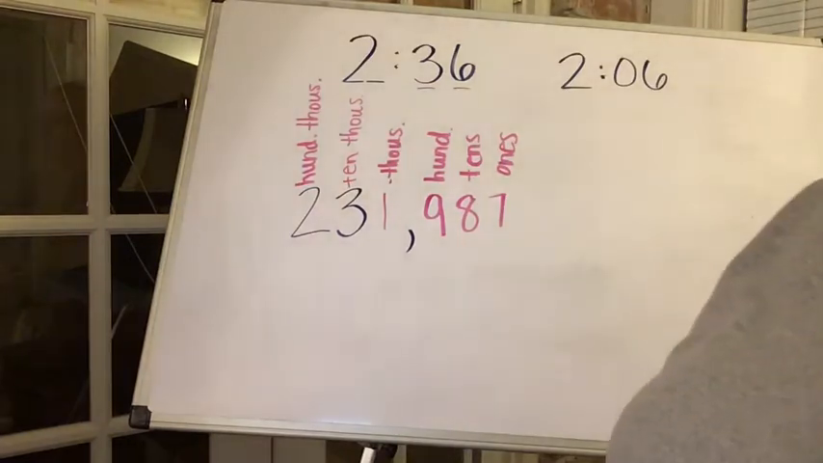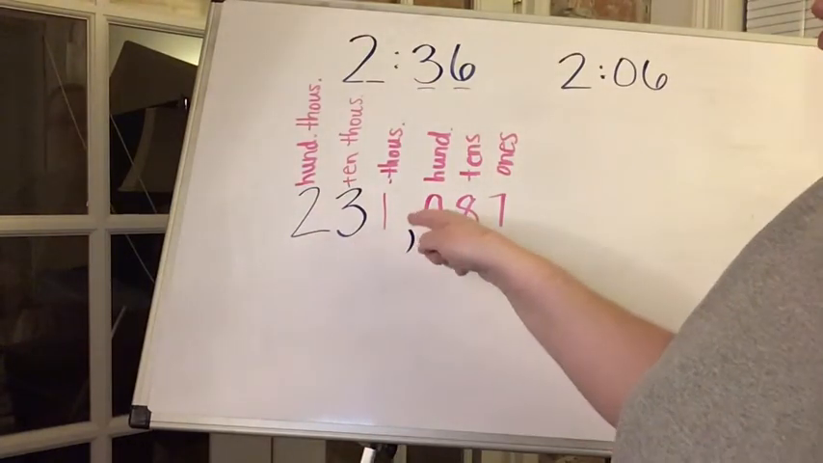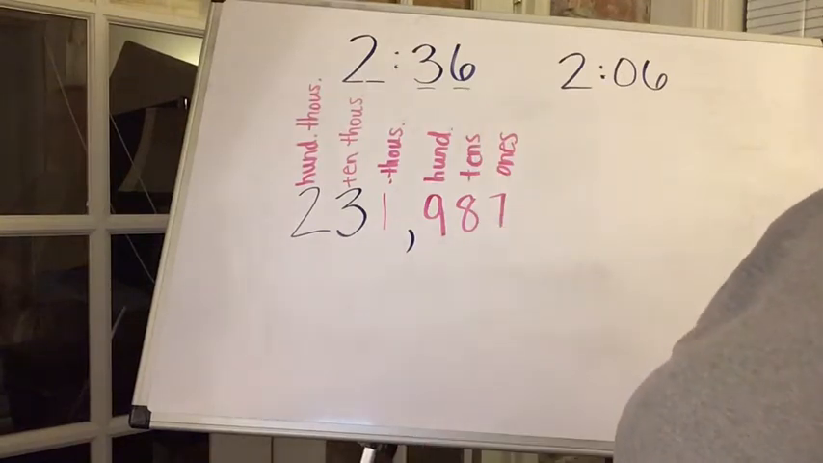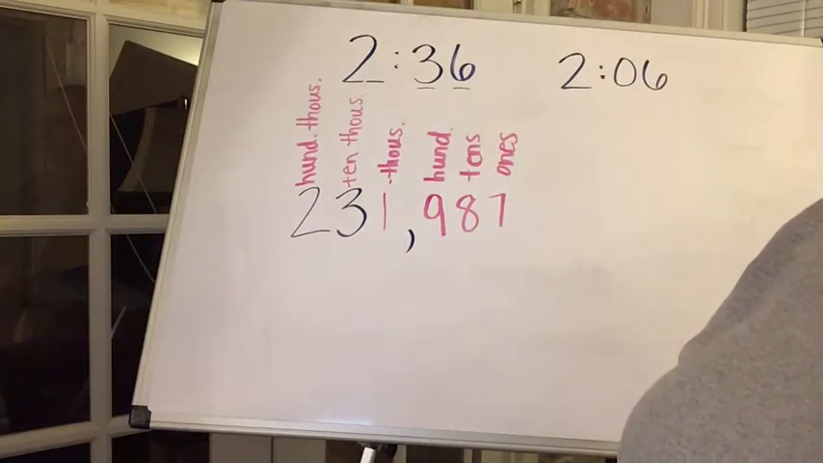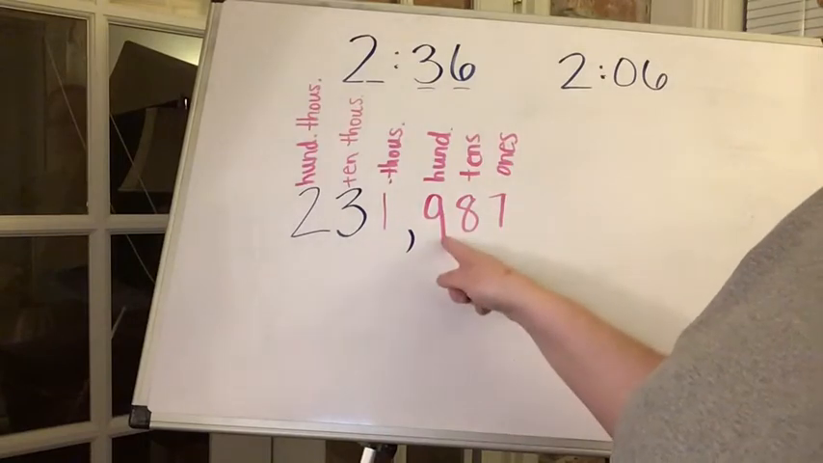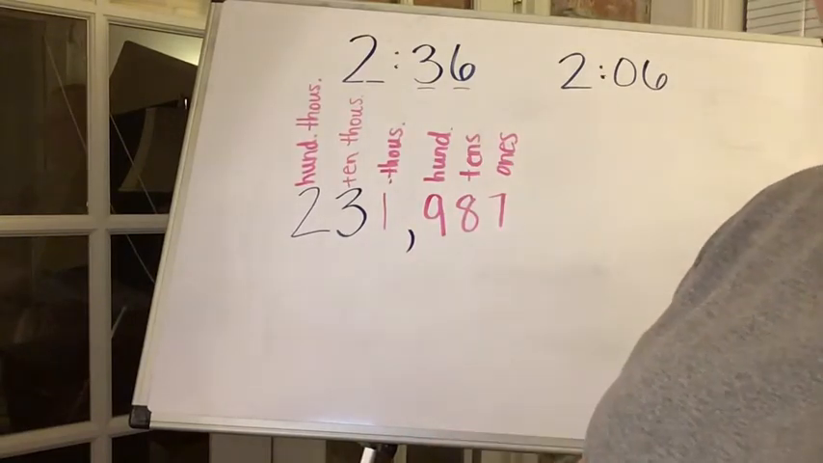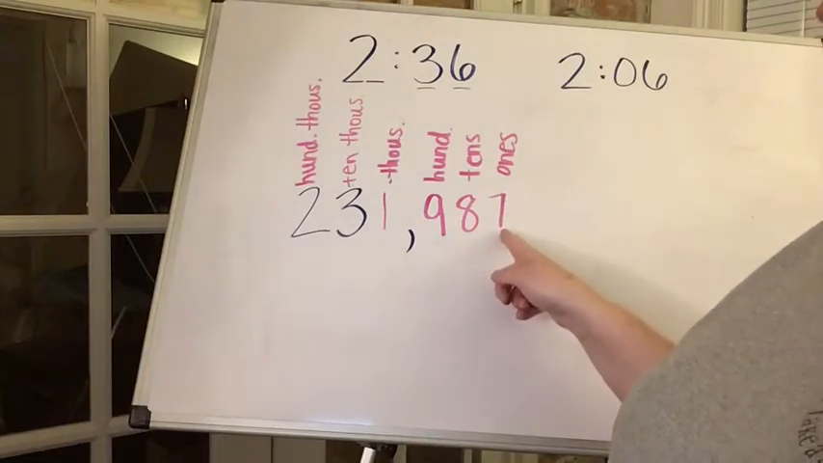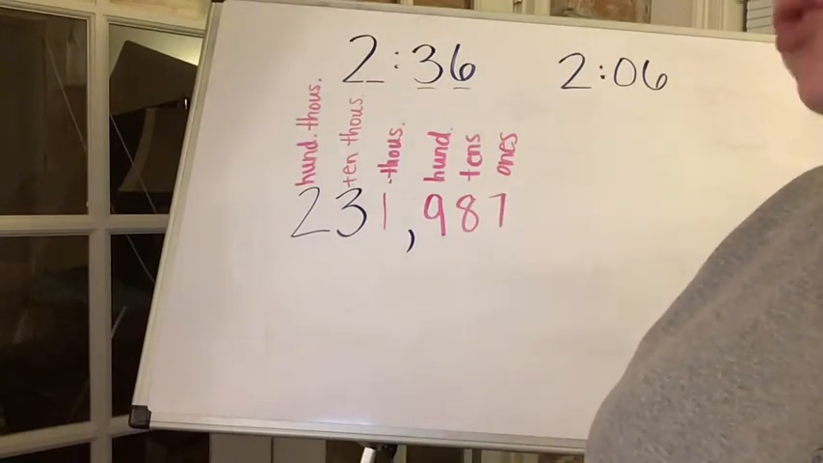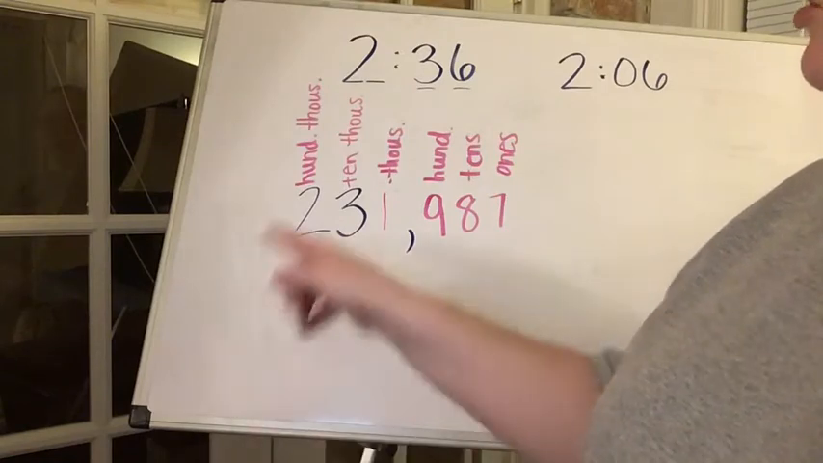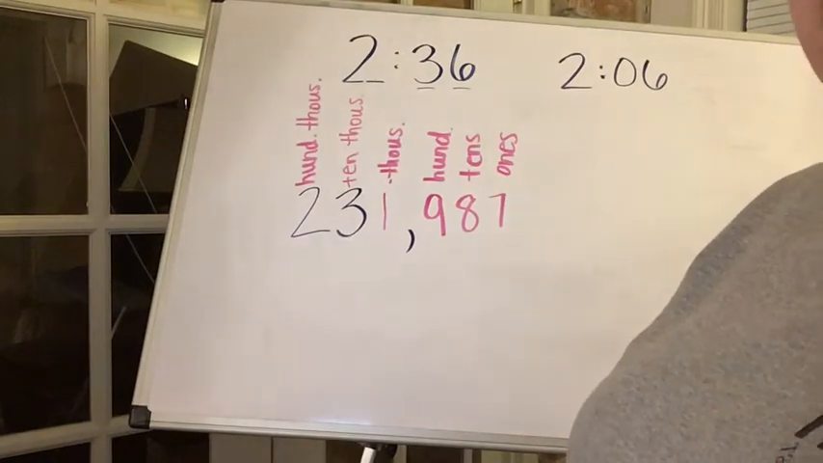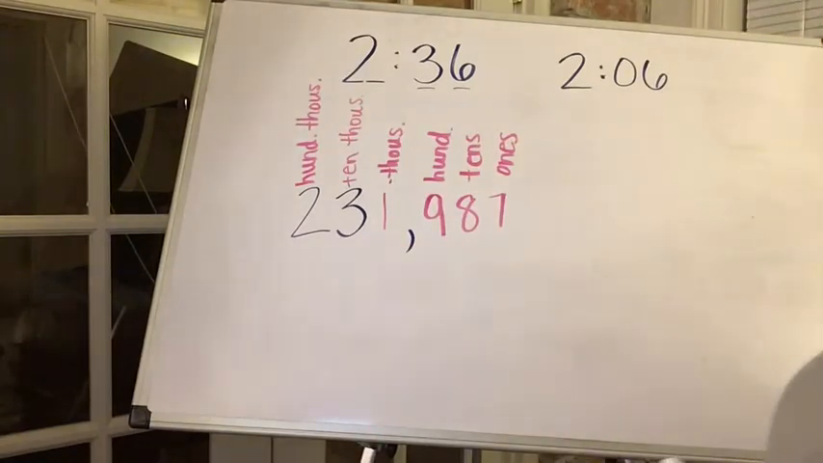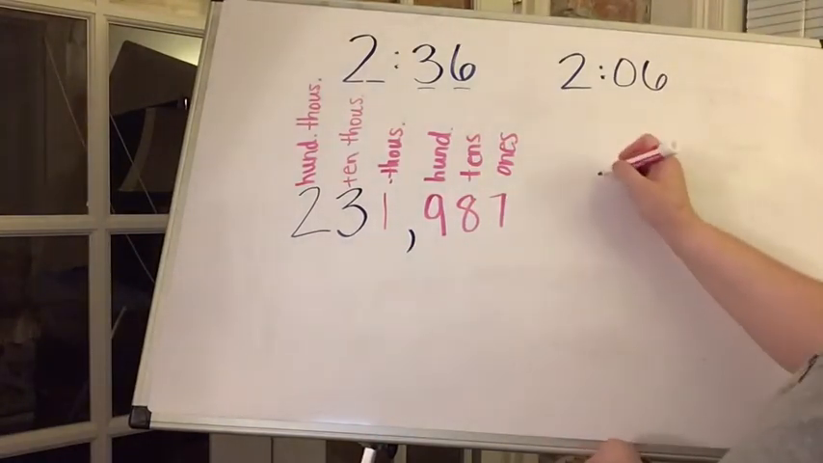Okay, let's read this number. 231,987. So if I asked you, how many hundreds does that number have? You would tell me 9. If I say, how many ones does that number have? You would tell me 7. Good job. What if I said, how many 100,000s? 2. Very good.